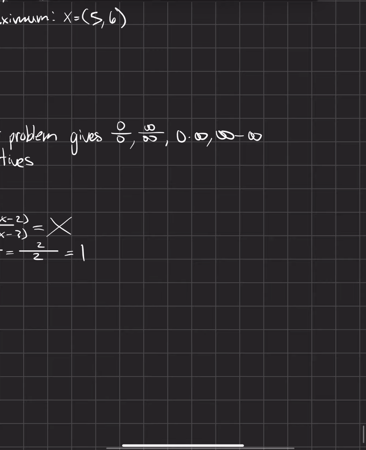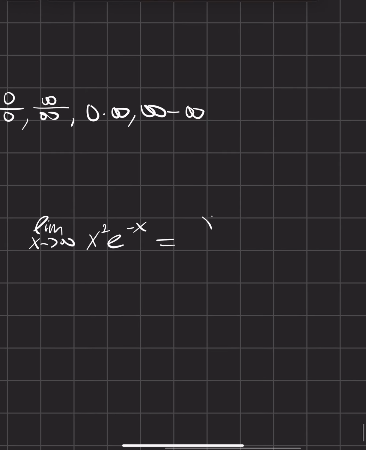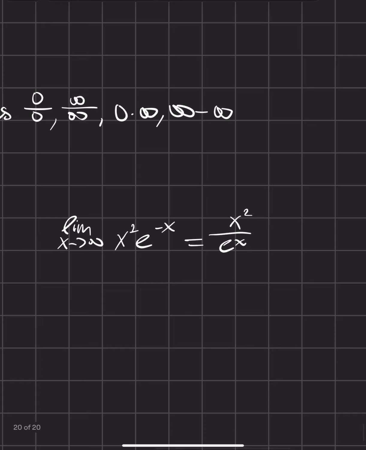Now, you can even do this with exponential functions and other stuff like that. So say we have the limit as x approaches infinity of x squared times e to the negative x. What I think here is that first we can rewrite this as x squared over e to the x, right? And then say you try to plug in, well, you can't plug in infinity, but try to put it in. You're not going to get anywhere, right?